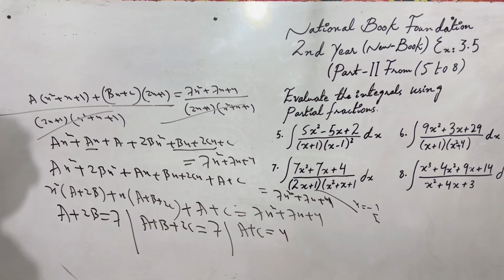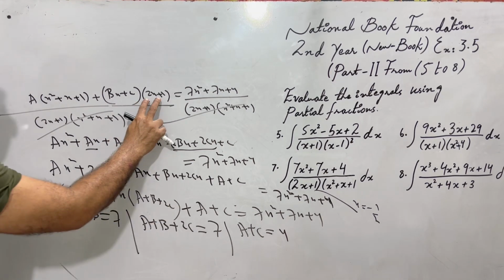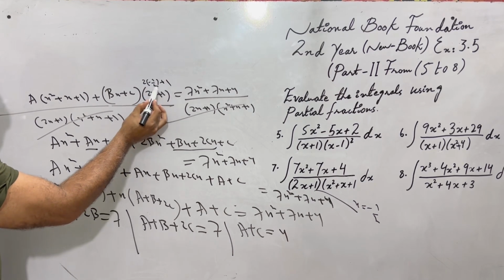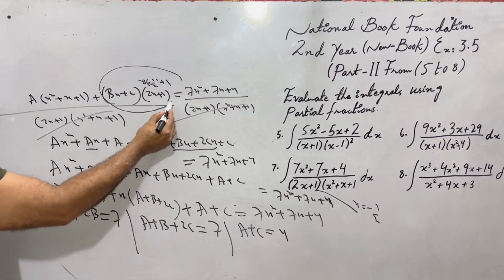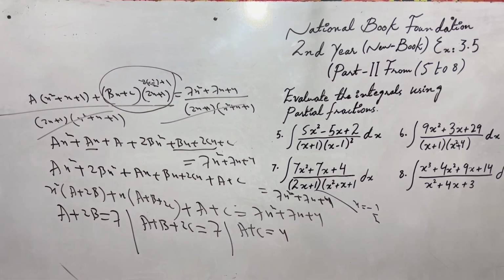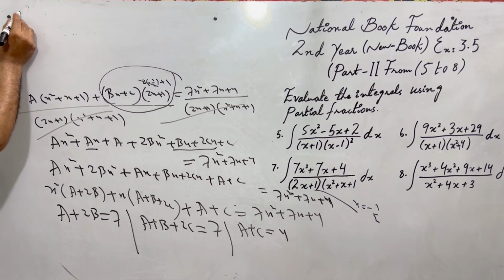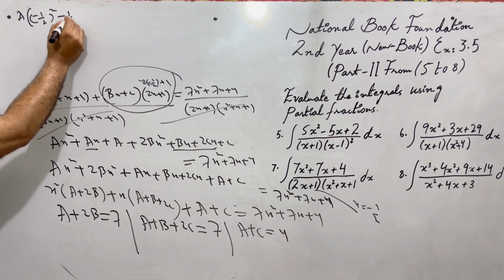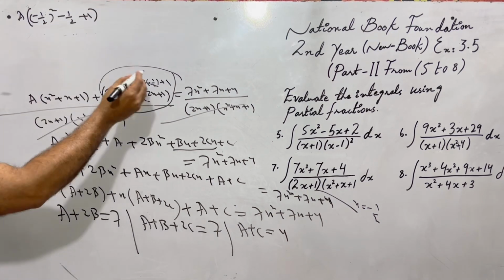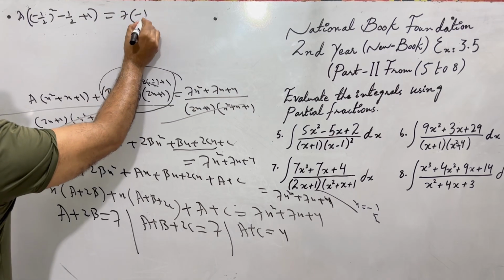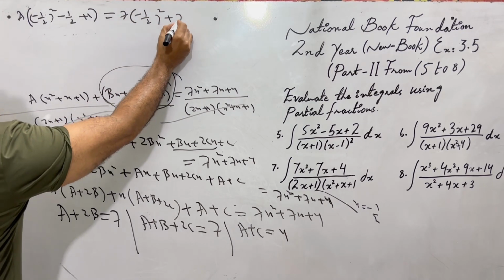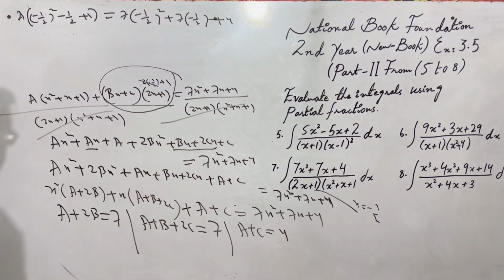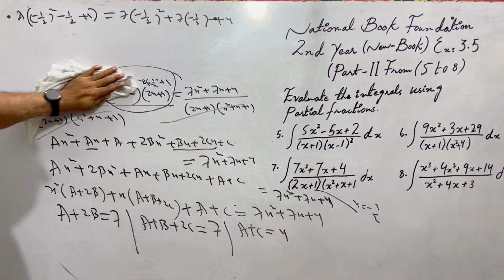Putting x is equal to minus 1 upon 2. Here 2 times minus 1 upon 2 plus 1 cancels out, it will become 0, overall 0. We are left with this. Put x is equal to minus 1 upon 2 in that case: a times minus 1 upon 2 whole square minus 1 upon 2 plus 1 is equal to 7 times minus 1 upon 2 whole square, 7 times minus 1 upon 2 plus 4. Let's see and find out what we are going to have.